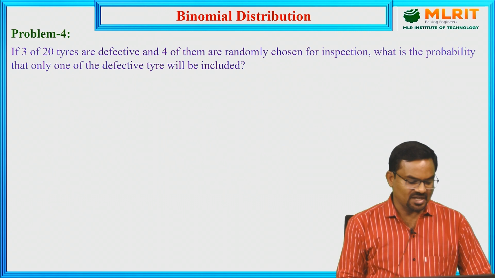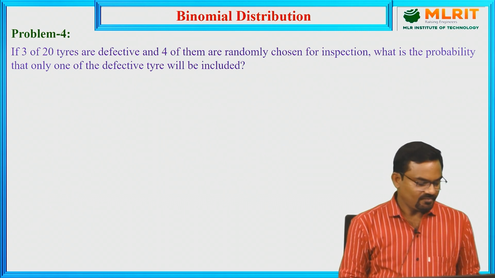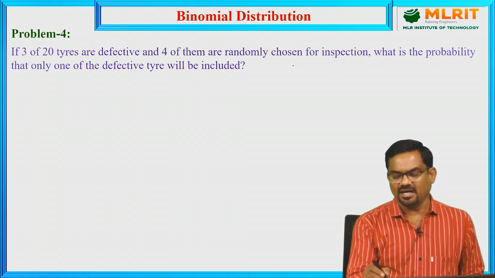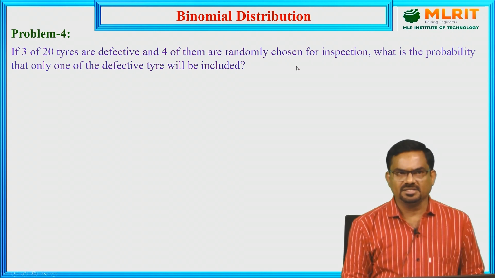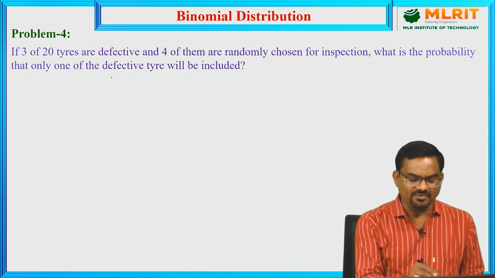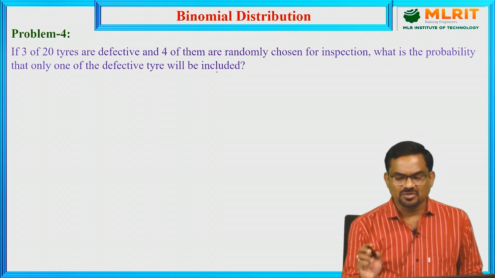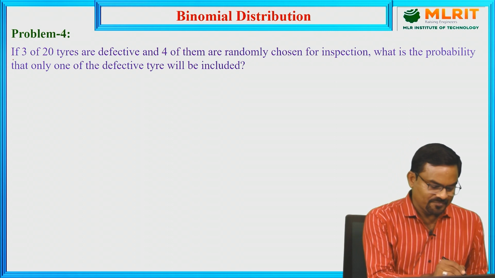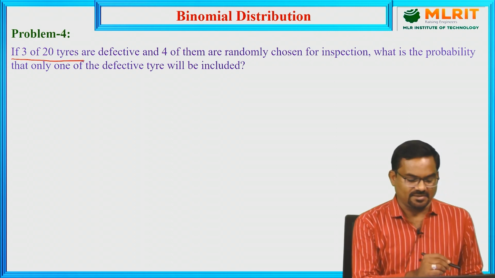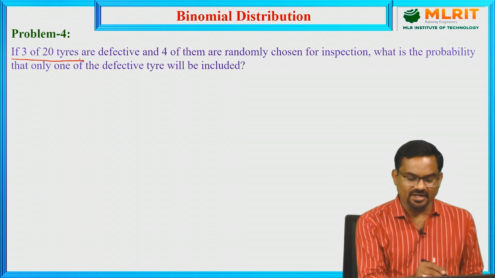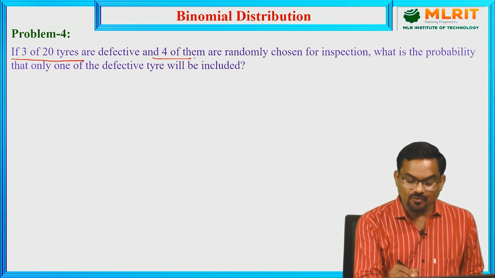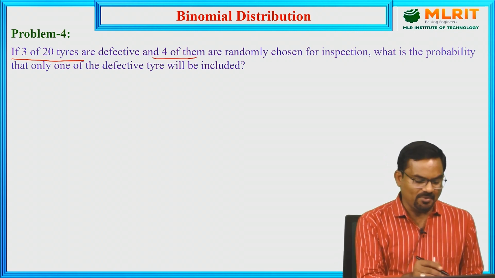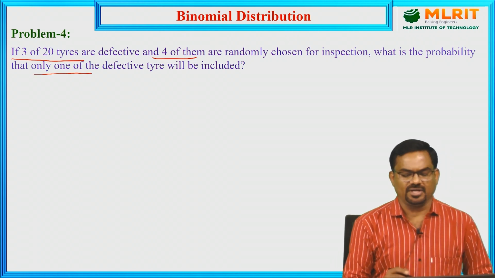Similarly, let us consider another problem. If 3 of 20 tires are defective and 4 of them are randomly chosen for inspection, what is the probability that only one of the defective tires will be included? So first, we need to read the problem clearly. If 3 out of 20 tires are defective and 4 of them are randomly selected for inspection, then find the probability that only one of the defective tires will be included.